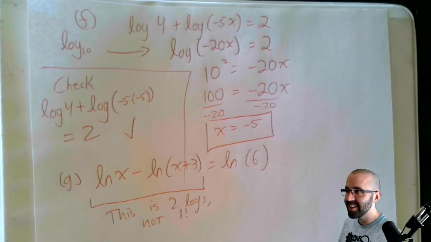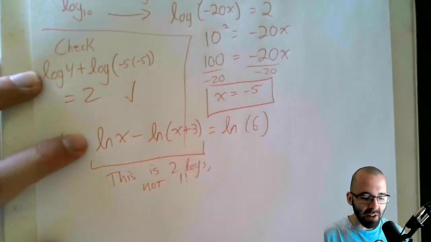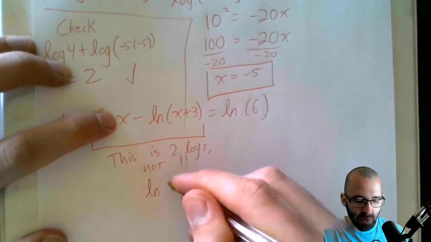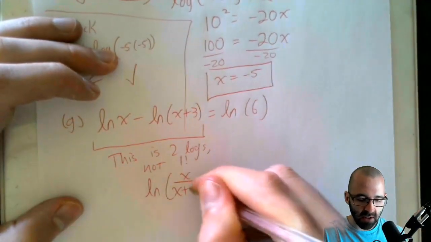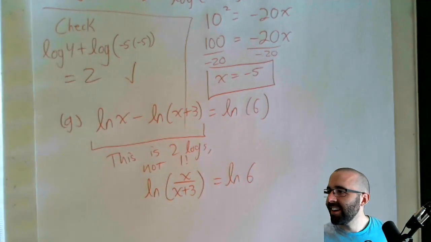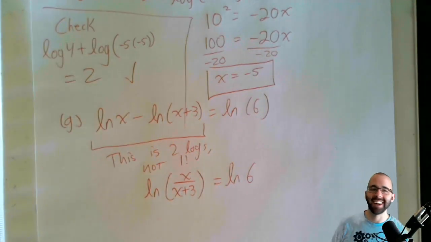I tricked you, because there is a way, right? This is a property of logarithms right here. The natural log of this becomes our numerator. Subtraction turns into division. And we get this. Okay? Yeah, let's all go home right now.